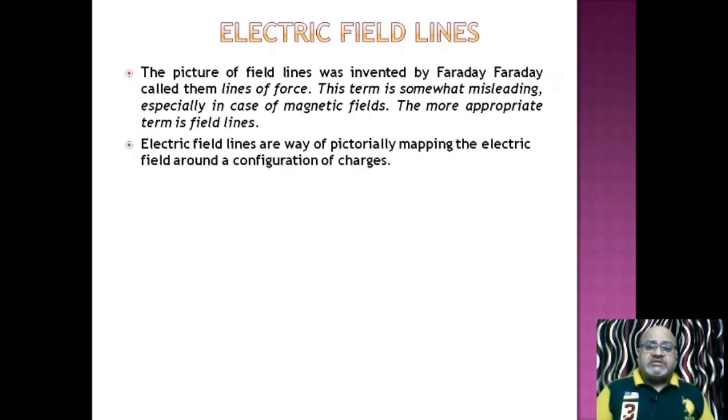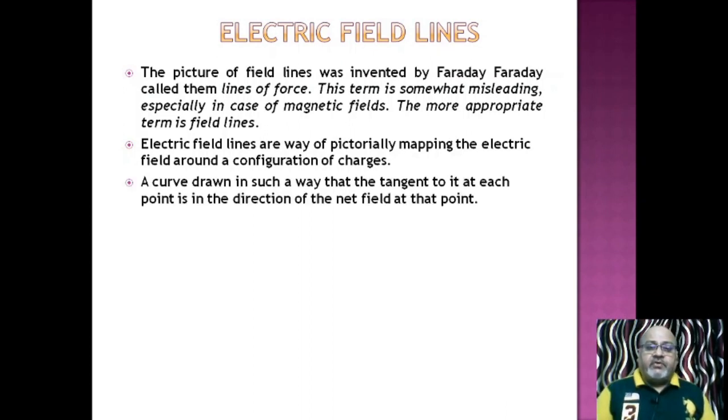Electric field lines are a pictorial representation of the electric field around a charge. These are imaginary lines. So what is an electric field line? This is an imaginary curve, drawn scientifically in such a way that if you draw a tangent at any point of the electric field line, you will get the direction of the electric field at that point. And this curve is not just a free hand curve. This is a scientifically drawn curve.